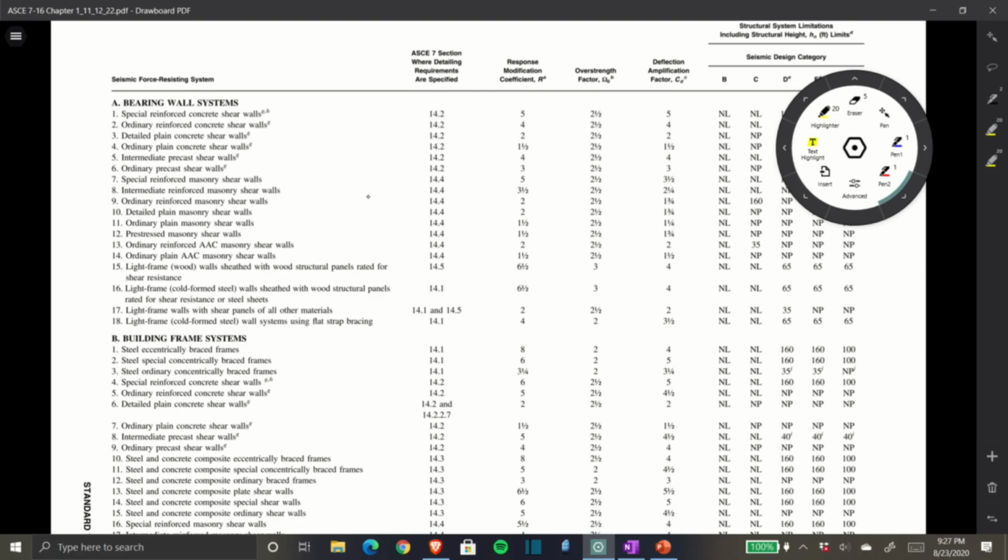Then if we look down here, as we get lower, you have light frame wood, light frame cold form steel, light frame walls with shear panels of all other materials, light frame cold form steel, blah, blah, blah. What really sounds like the winner to me, I'll erase these out, is number 15. Light frame wood walls sheathed with wood structural panels rated for shear resistance. Boom, that is us. If you look above here, you have R, omega, and C sub D. So you have all of that criteria provided to you. You just need to know how to go find it. So we have 6.5 for R, 3 for omega, and 4 for C sub D.